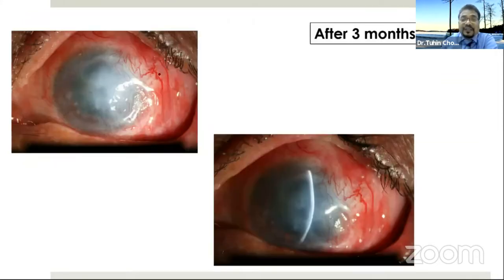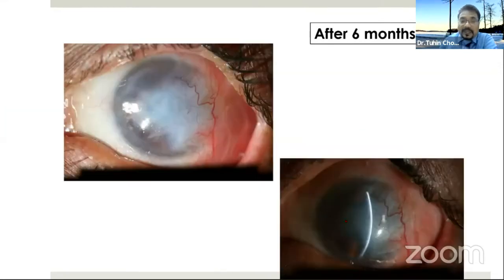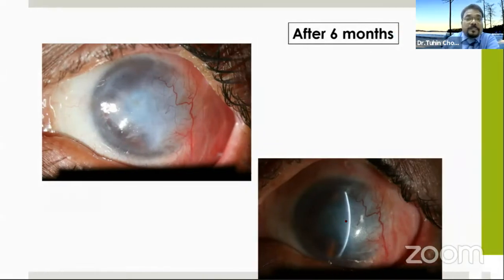So I started autologous serum 20% at this time. There was some sort of scleral defect also. So I thought to go for a scleral patch graft, but the patient was not willing. So the patient stuck to only autologous serum. And then after 6 months, this is the ultimate result. And now this patient is waiting for SLET with penetrating keratoplasty.